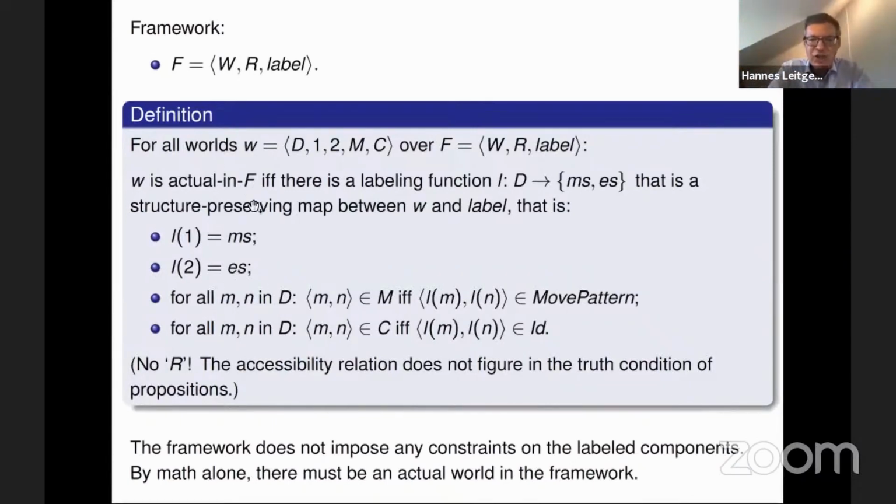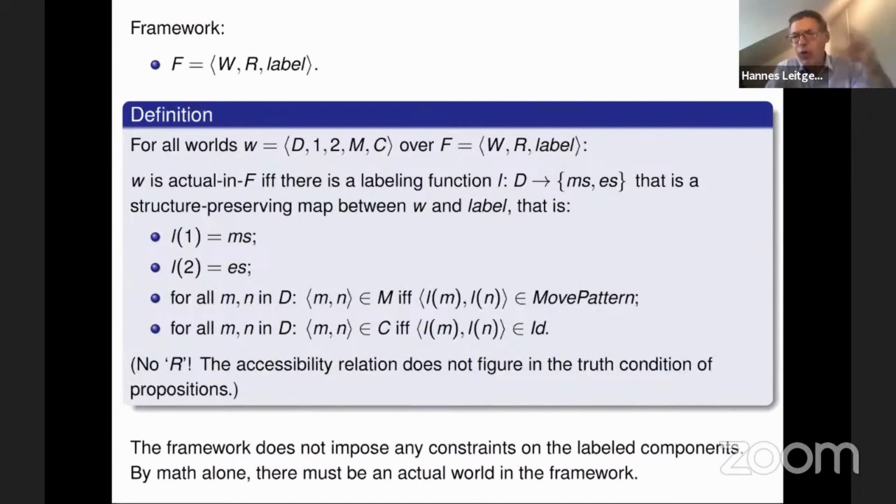And now I define actuality in the way, I say W is actual in the framework just in case there's a labeling function, same thing as before. But now I make sure that that object is mapped to MS, 2 is mapped to ES, and then the M component is mapped to the movement pattern, and the C relation is mapped to the identity relation. So there is no R here. As promised, the accessibility relation does not figure ultimately in the definition of actuality, and therefore also not in the truth condition of propositions.